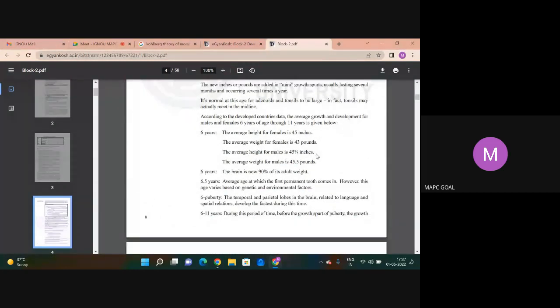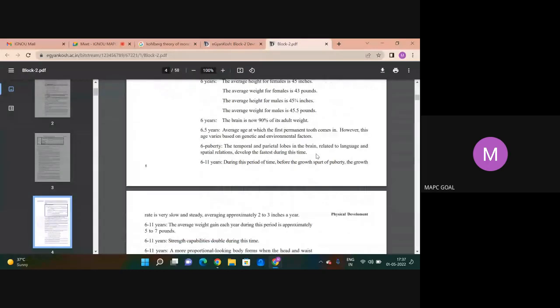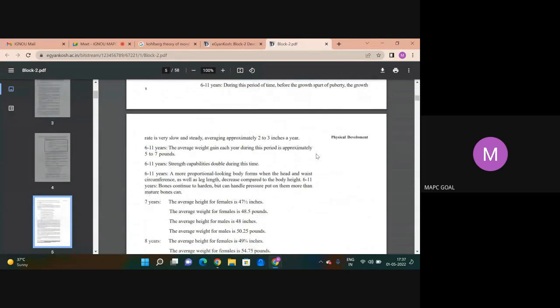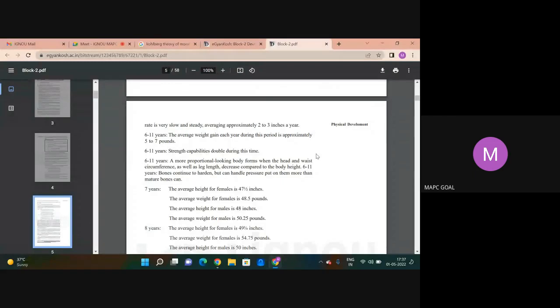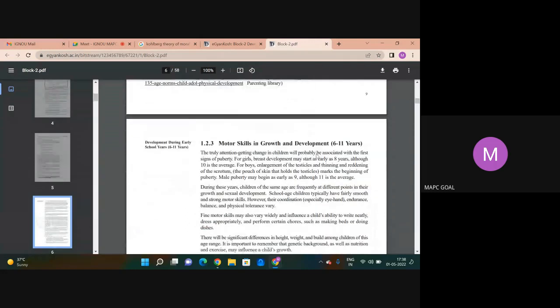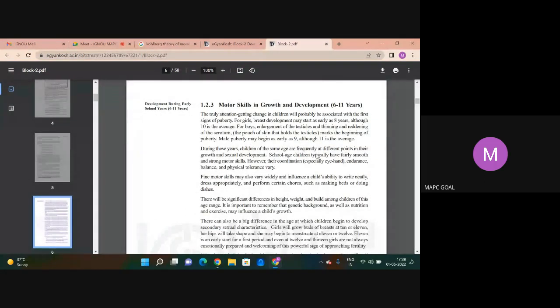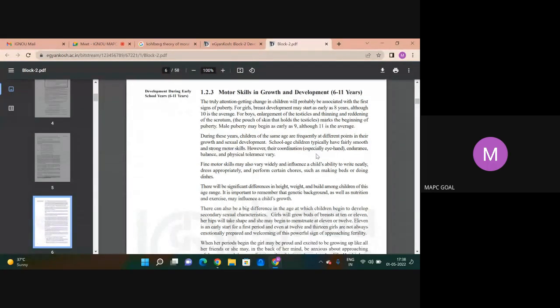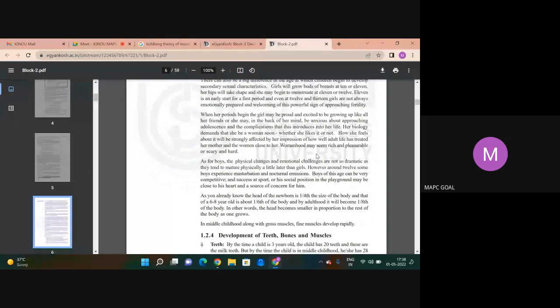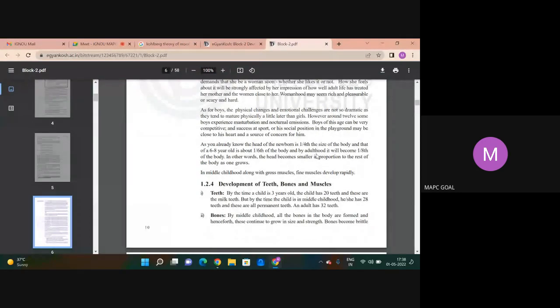They have mentioned the average height and weight for 6 years, 6.5 years, puberty, then 6 to 11 years, all of it has been mentioned. Nothing much we have to discuss here. Then 1.2, motor skills in growth and development. There is various other development in the females, breast development and many other things, enlargement of the testicles and all this. You'll see when they hit puberty all the sexual characteristics, the reproductive system, they've talked about certain things. Then the development of teeth, bones and muscles.